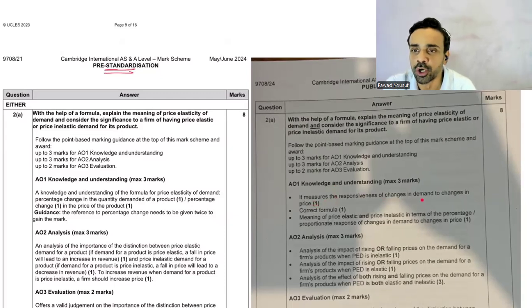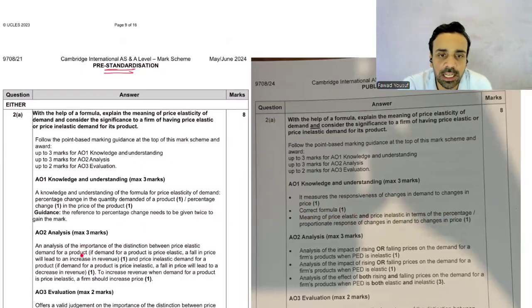1 mark is for your definition of what PED means, responsiveness in quantity demanded due to change in price, then 1 mark for correct formula, and then 1 mark for elastic or inelastic in terms of किसमें बड़ा change आएगा, किसमें smaller change आएगा. I think this is much nicer, but इसने threshold definitely गिराया होगा.